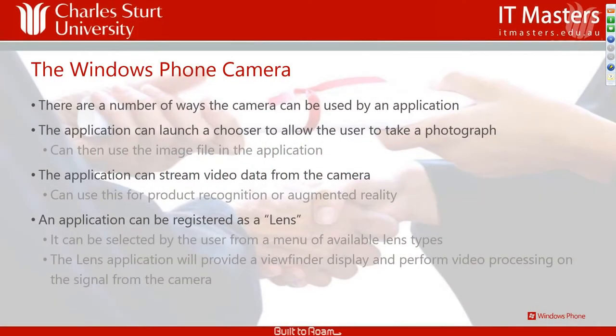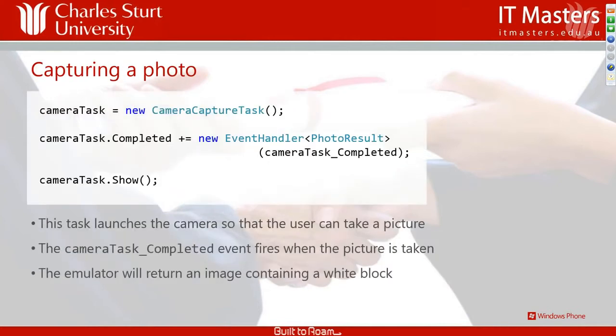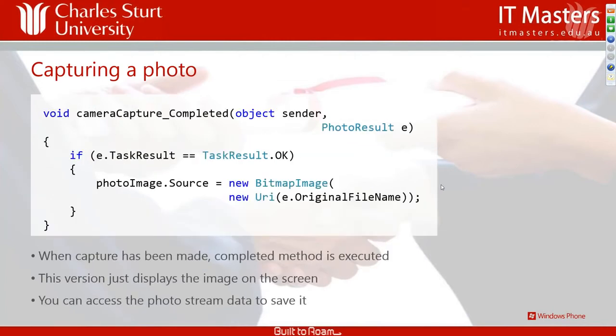So we're going to talk about the camera and the APIs that are available for working with the camera. And there's actually a number of different ways that you can work with the camera. The easiest way is actually to use the camera capture task, which actually launches the camera on the device itself as a chooser. So essentially it will go off, it'll launch the camera, you can take a photo, and then once the user's done taking a photo, it'll actually return that data back to the application as part of the camera task completed event.